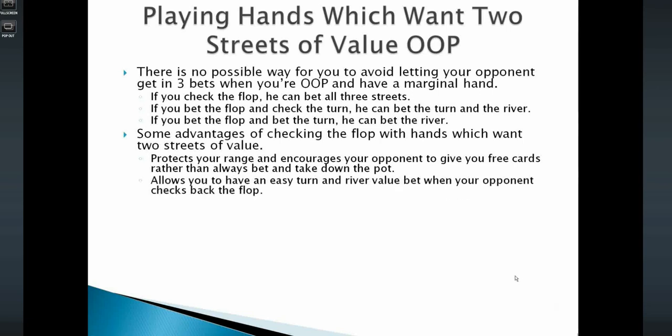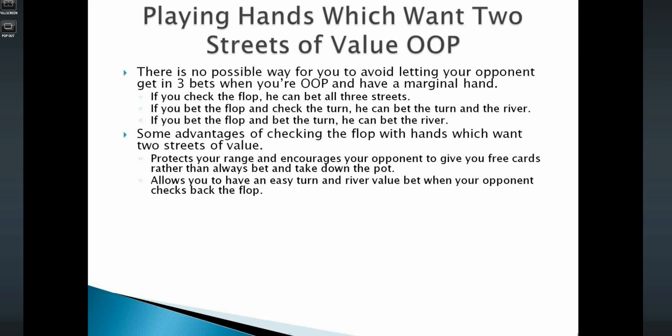It also allows you to have an easy turn and river value bet when your opponent checks back the flop. It's incredibly rare your opponent's ever going to check back a nutted type hand or a very strong hand on the flop, and it's also very rare that he checks back a hand that improves to an incredibly strong hand on the turn. Usually he'll bet in position all of his draws, so it's very unlikely he gets an amazing turn card. Rarely he'll bink a set on the turn, but that's very uncommon.